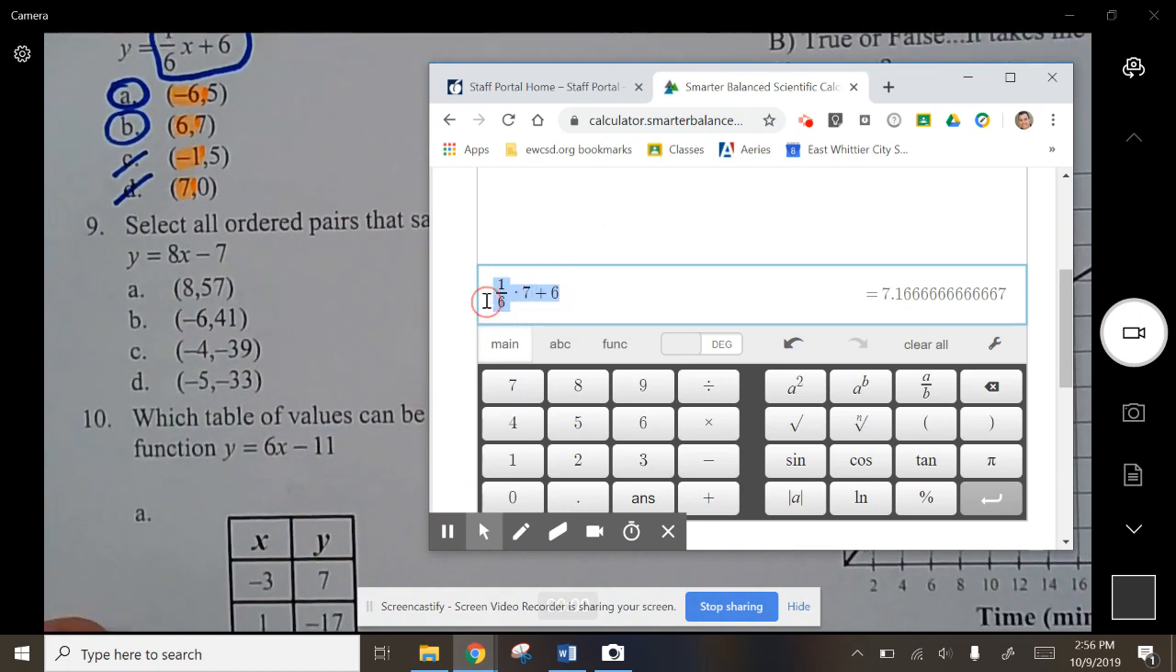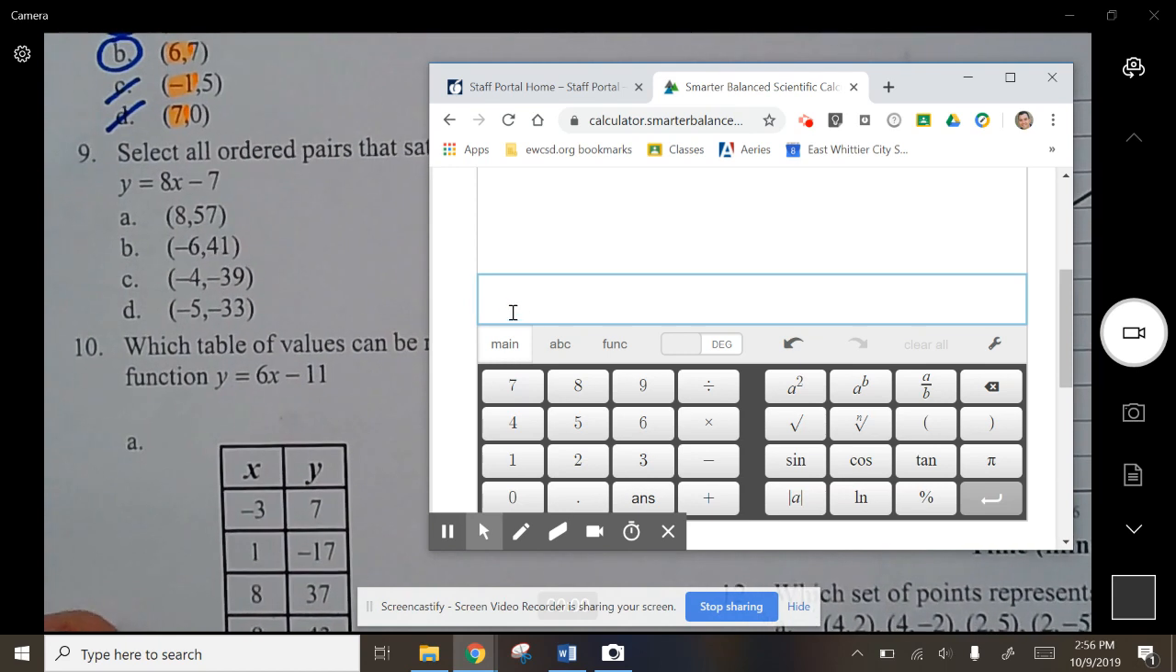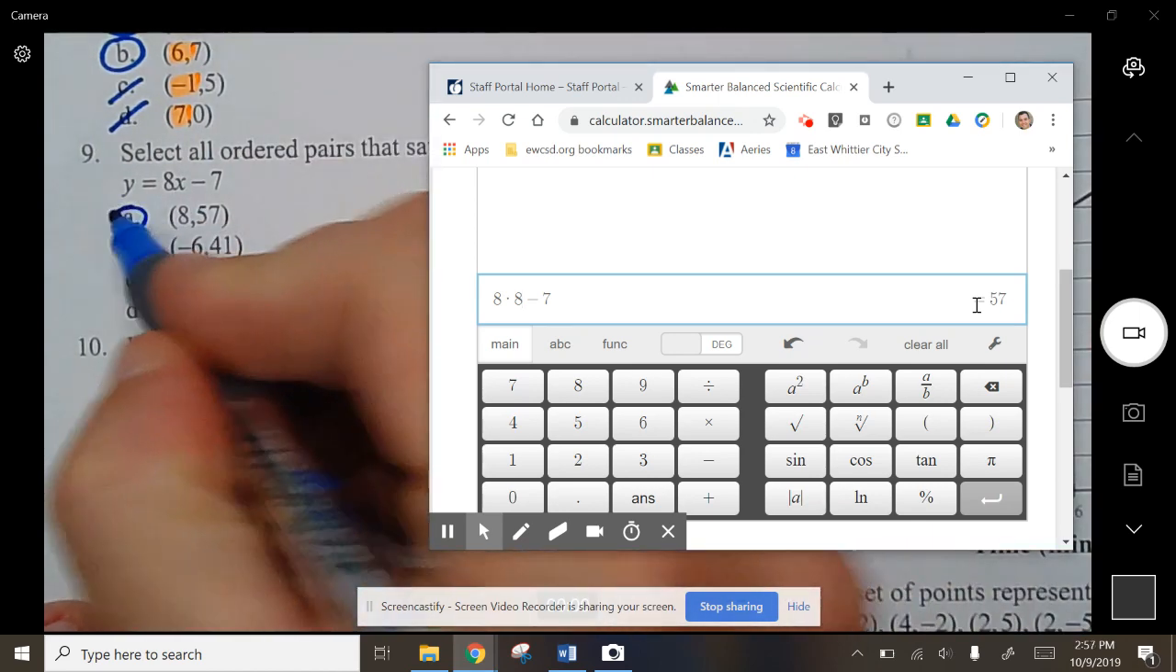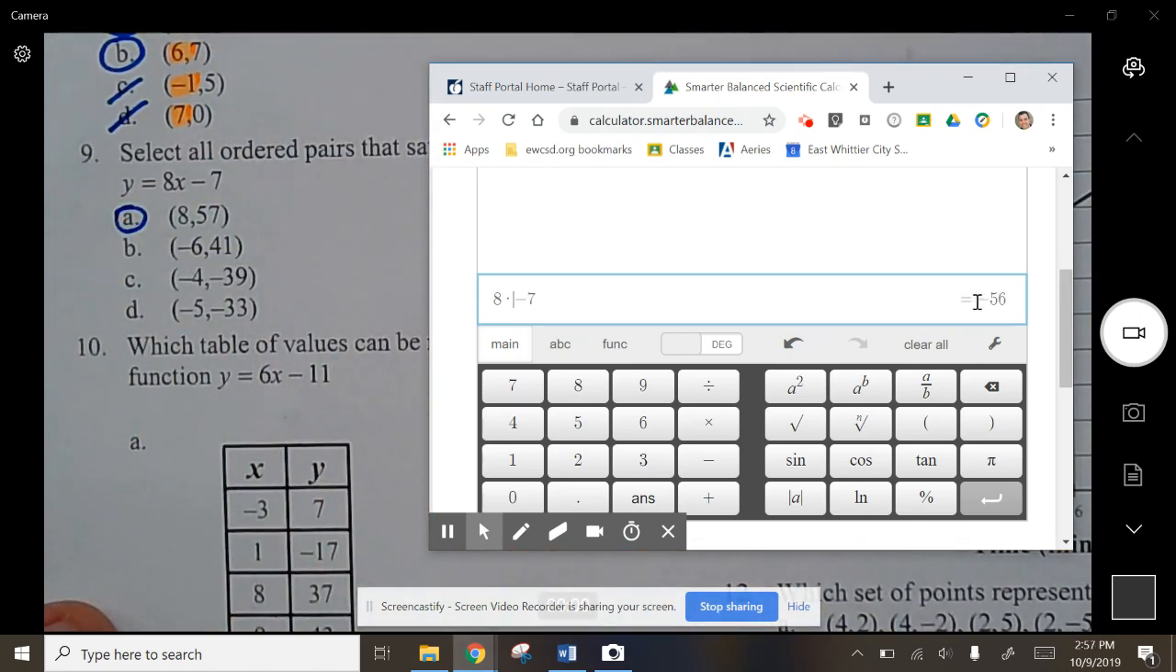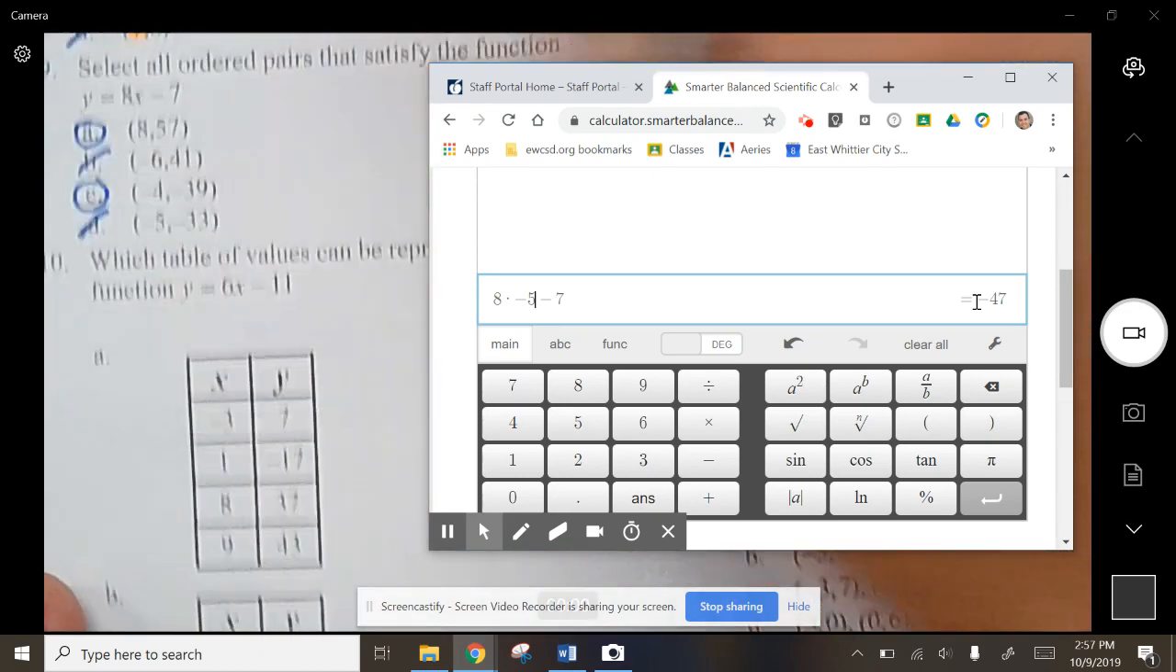Number 9, we're doing the same thing. Plug it all in. Plug in the whole equation. It's going to be 8 times a number minus 7. So let's go ahead and plug in our first coordinate. We're going to plug in 8, and we get 57. So guess what? That's an answer. All right. We're going to plug in negative 6 and get negative 55. That doesn't work. We're going to plug in negative 4, and we get negative 39. That's what we want. And we're going to plug in negative 5, and we get negative 47. That's not what we want. Okay?